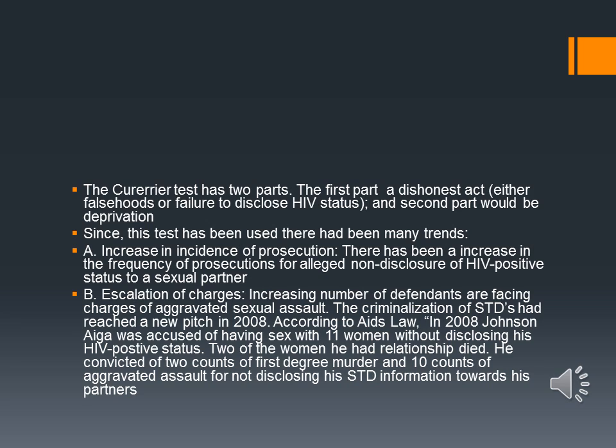In 2008, there's a different case. What had happened was in 2008, Johnson Aga was accused of having sex with 11 women without disclosing his HIV positive status. Two other women he had been in a relationship with had died. So he was convicted of 2 counts of first degree murder and 10 counts of aggravated assault for not disclosing his STD information to his partners.